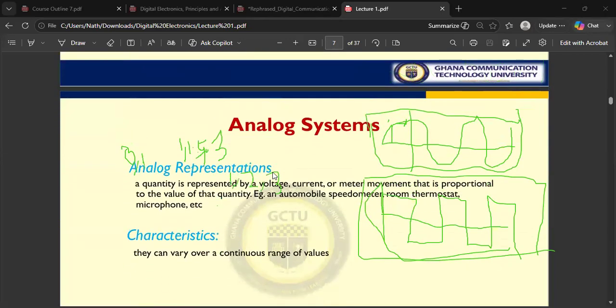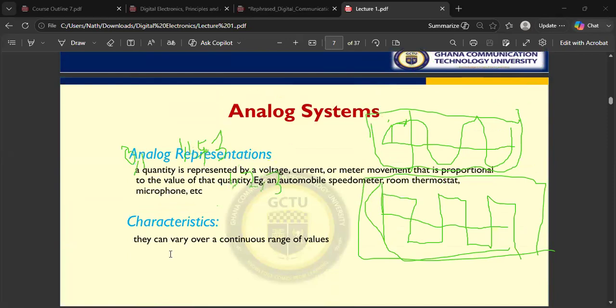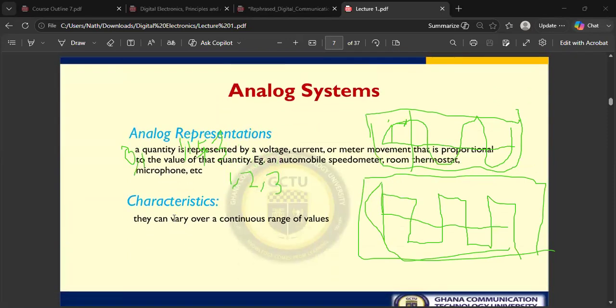Like I said, I've explained analog systems already. A quantity that is represented by a voltage, current, or meter movement that is proportional to the value of that quantity. The characteristic is that they can vary over a continuous range of values. So they are continuous in time.